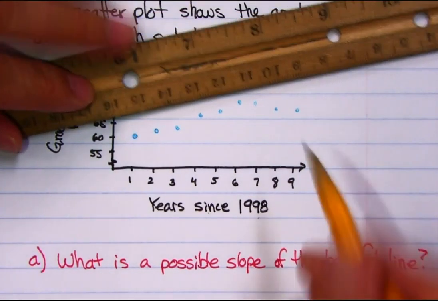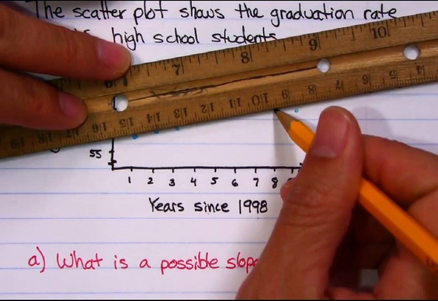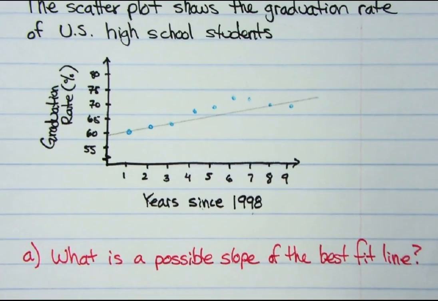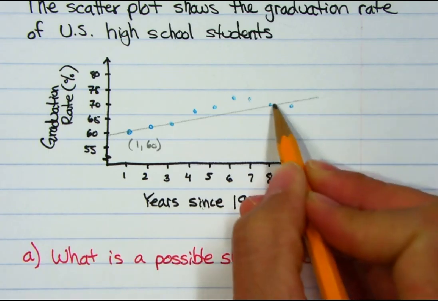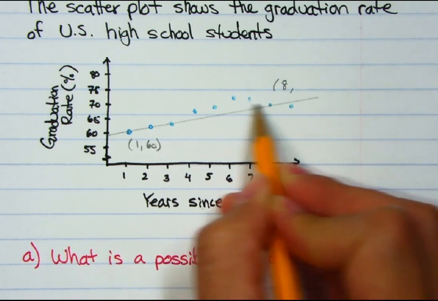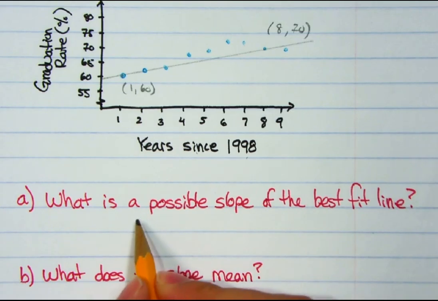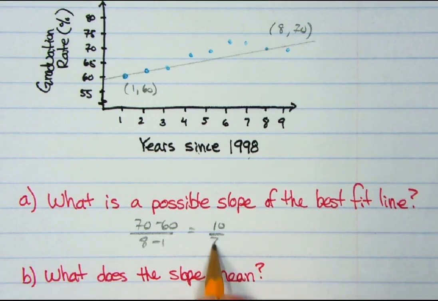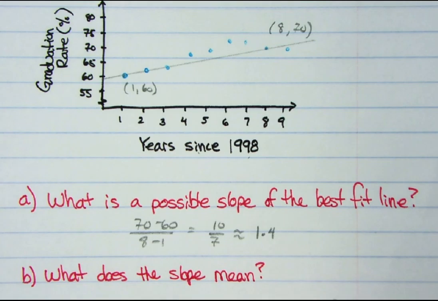All right, so what I'm going to do is pick, I don't know, it looks kind of to me like these might be the best 2 points to go through. And that kind of gets everybody close to that. So this point here, I'm going to choose that as (1, 60). And this point over here, I'm guessing that's going to be (8, 70). All right, so if I estimate those 2 points, what's the slope? Well, I go 70 minus 60 over 8 minus 1. That's 10 over 7, which as a decimal, 10 divided by 7 is approximately 1.4. Okay, or 10 sevenths.